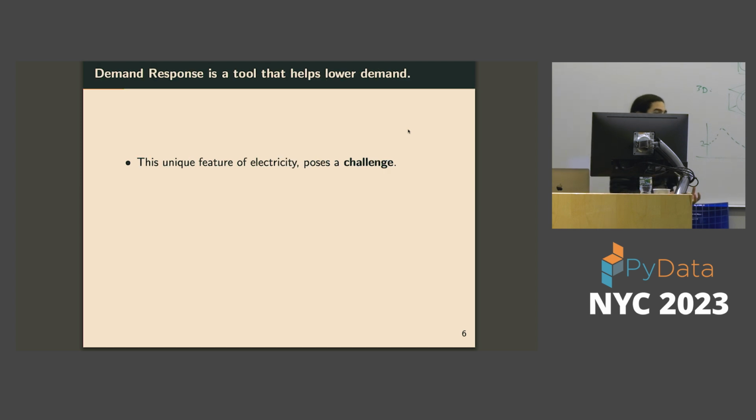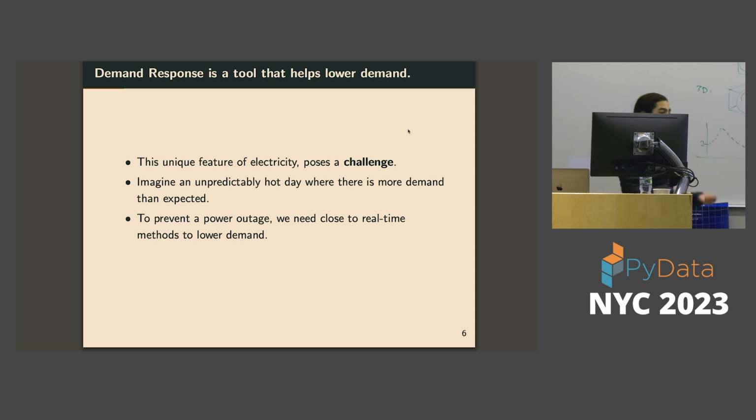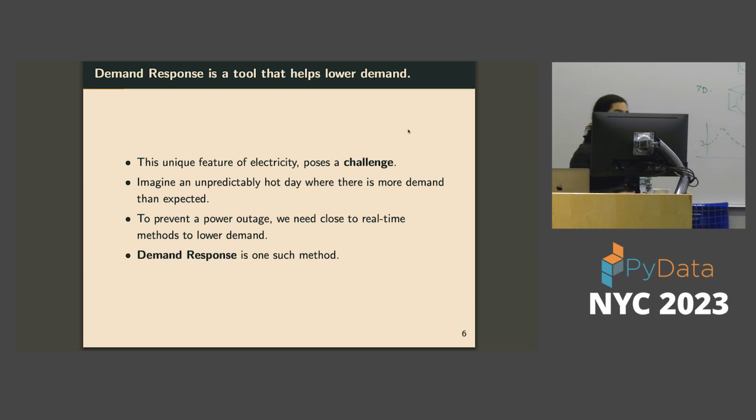This unique feature of electricity poses some challenges. One of these challenges is, imagine you have an unpredictably hot day, there's unexpected demand on the grid, right? So you have more demand on the grid than you expected. In that situation, you're at the risk of a power outage. And so this particular feature of electricity makes it necessary to have close to real-time methods to reduce some of that demand on the grid. One of these methods is called demand response. As the name suggests, you're responding to that unexpected demand.